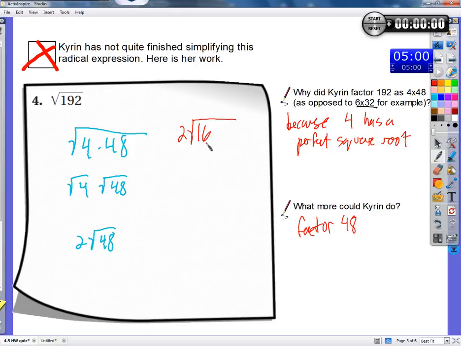We could have done, well, if 16 is a factor, obviously 4 would have to be a factor. So we could have done 4 times 12. But 16 is even better, right? Pick the biggest square that goes into that number, and you'll simplify it as fast as possible.